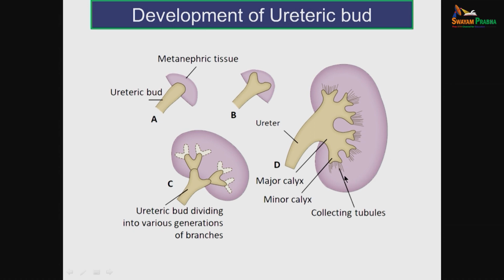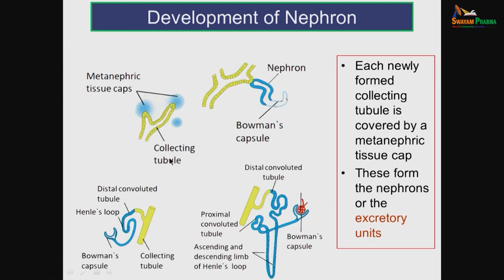parts of the nephron. Again, this is another picture showing the ureteric bud dividing into various generations of branches. So, as you can see from this picture, the collecting tubule is covered by a metanephric tissue cap. This metanephric tissue cap is going to give rise to the nephrons, or the excretory units. So, the parts developed from the metanephric tissue cap are Bowman's capsule, PCT, Henle's loop, and the DCT.